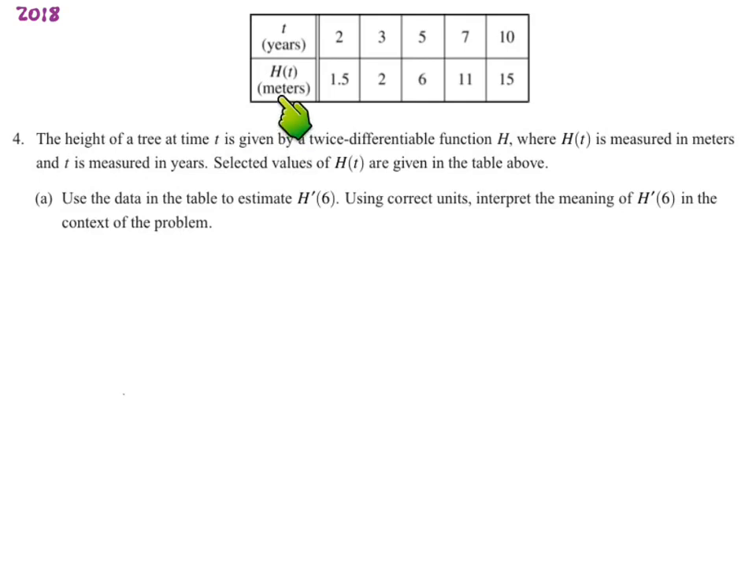Well, because we're given a table of h to figure out h prime, we're going to find the slope for the values right around t equals 6. We're going to find the slope from 5 to 7. So that's going to be h prime of 6 is approximately 11 minus 6 over 7 minus 5, which ends up being 5 over 2.